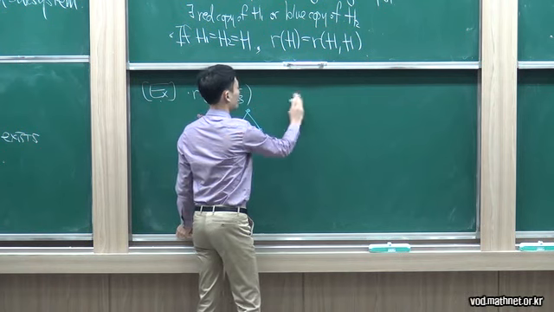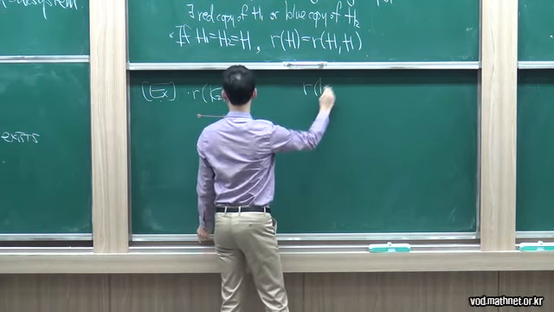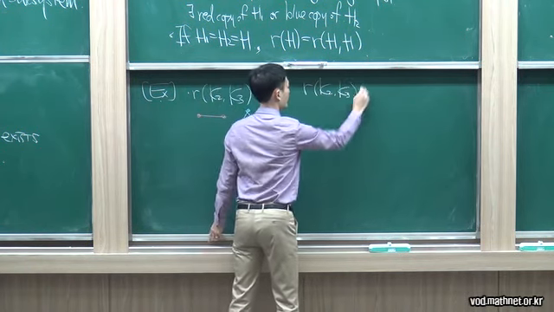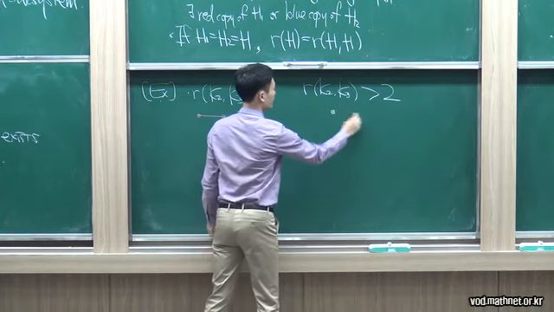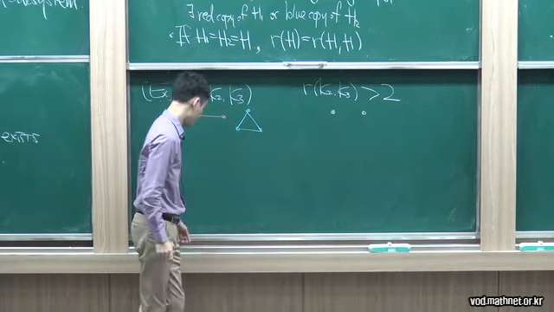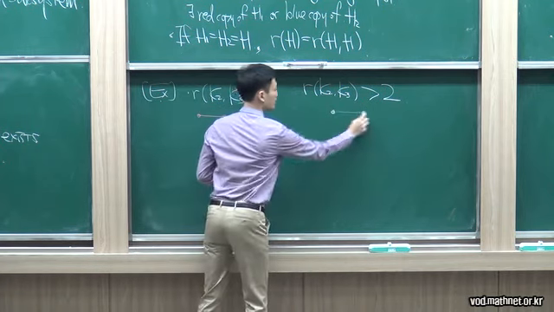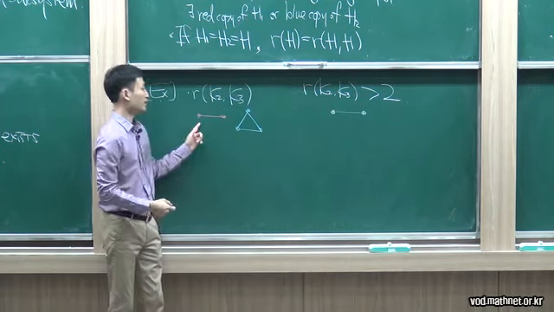So, proof. First I will show that R(K2, K3) is greater than 2. So there exists a coloring of two vertices, avoiding both shapes. That's easy. Just take a blue edge. I don't have a red edge, I don't have a red triangle.